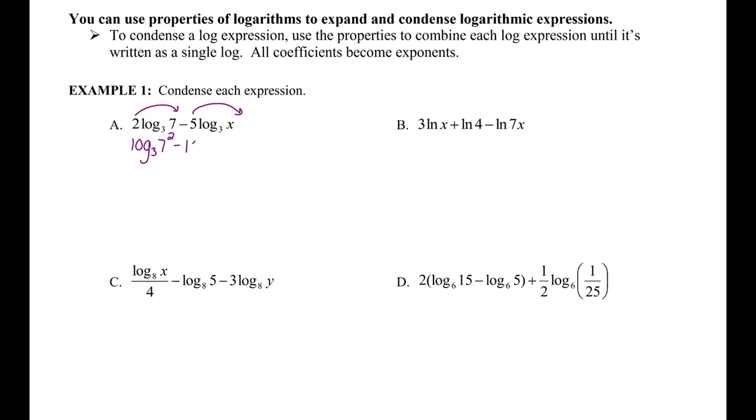minus log base 3 of x to the fifth. Then I can combine these together using the quotient property. We get log base 3 of 7 squared divided by x to the fifth. And the last thing I'm going to do to simplify this is to actually complete 7 squared, which will give me 49 over x to the fifth.